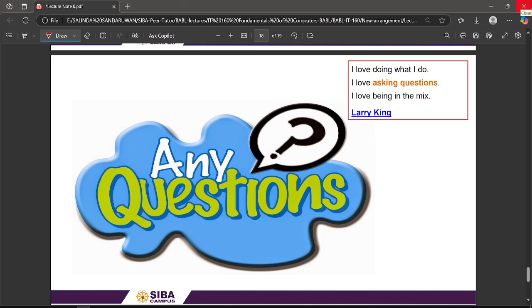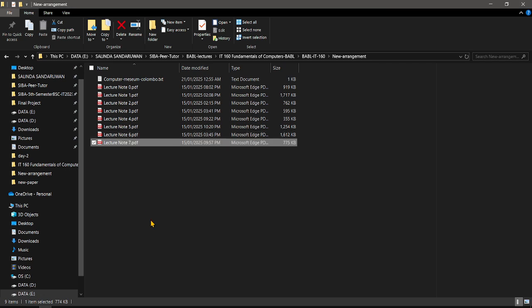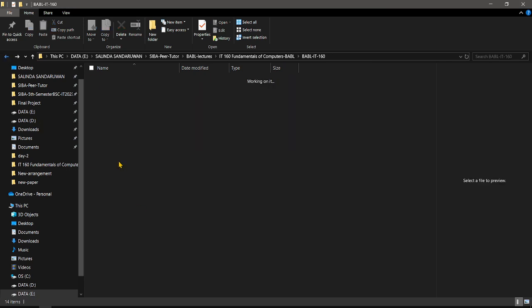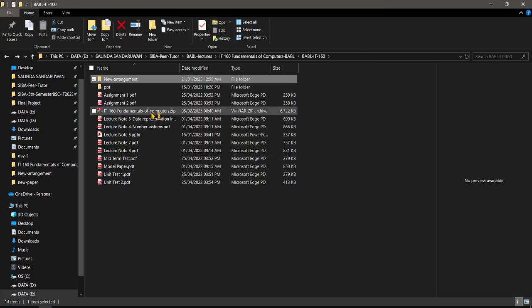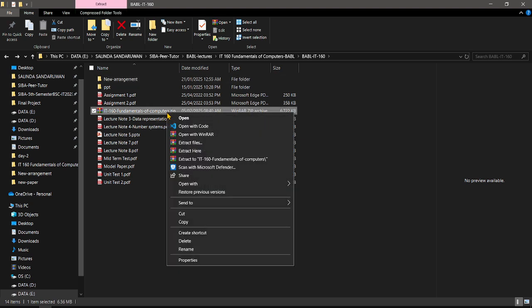I have posted this zip file to your WhatsApp group, so you can refer to it. This one, IT 160 Fundamentals of Computers. Download it from your WhatsApp group, then right click here and give the extract here option.